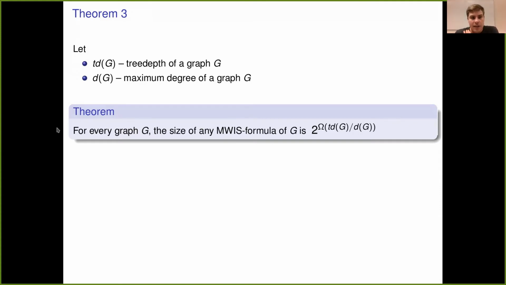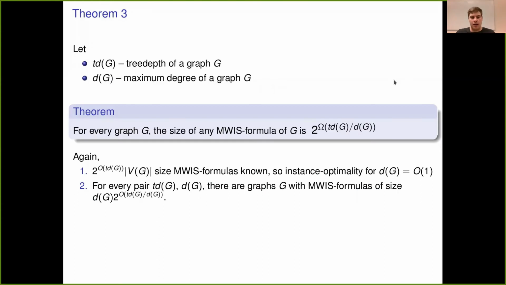So what I prove is that again, for every graph we have a lower bound on MWS formulas that is exponential in tree depth divided by maximum degree. Okay, so this is really analogous to theorem 1. But here, instead of circuits, we have formulas, and instead of tree width, we have tree depth. And again, we have a matching upper bound that is exponential in tree depth and linear in the size of the graph. So we have again polynomial instance optimality for bounded degree graphs by this construction.